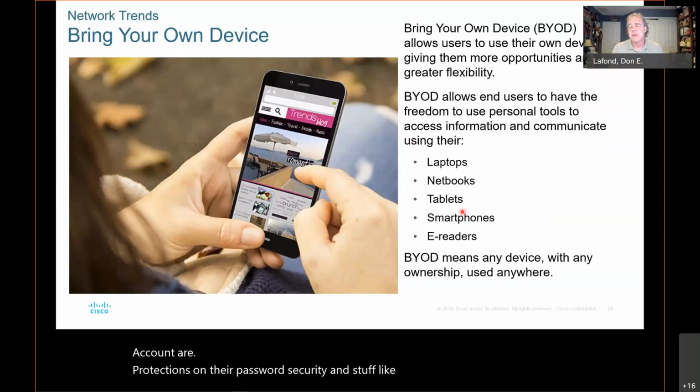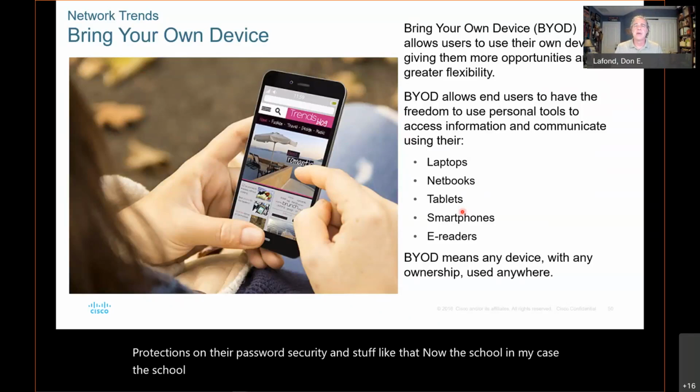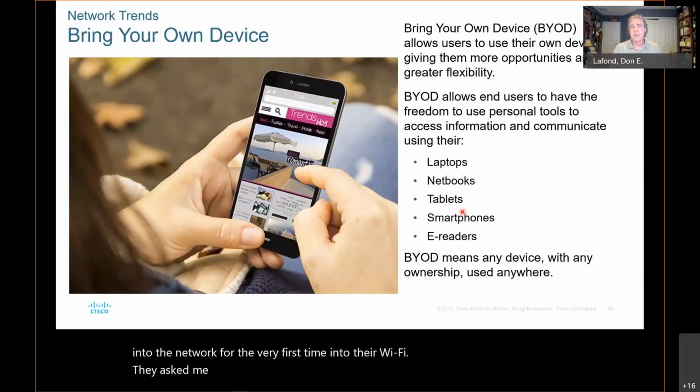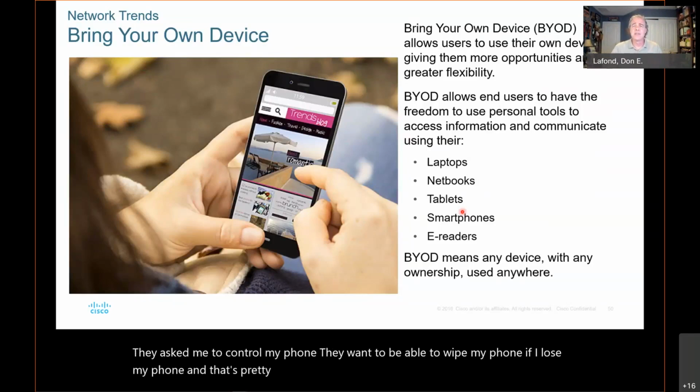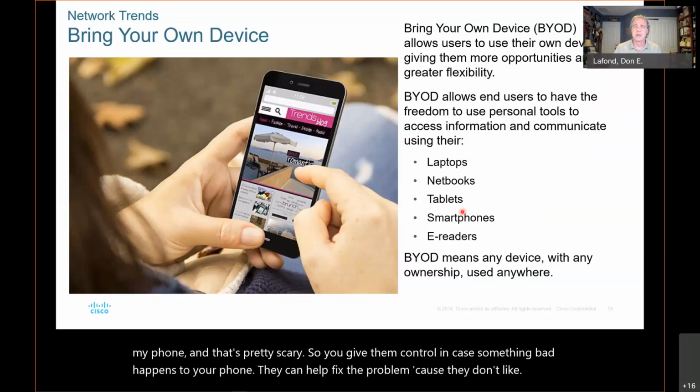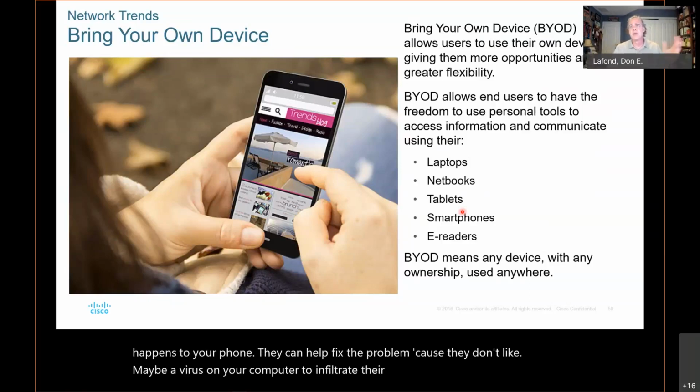Now, the school, in my case, does have to be aware that you are putting devices on. So when I signed into their Wi-Fi for the very first time, they asked me to give them control of my phone. They want to be able to wipe my phone if I lose it, and that's pretty scary. So you give them control in case something bad happens to your phone. They can help fix the problem, because they don't want a virus on your computer to infiltrate their network. So anyways, BYOD is absolutely happening right now.